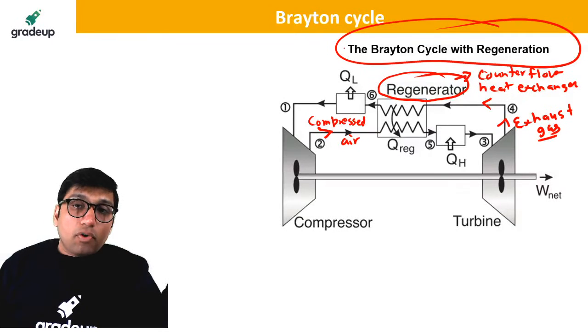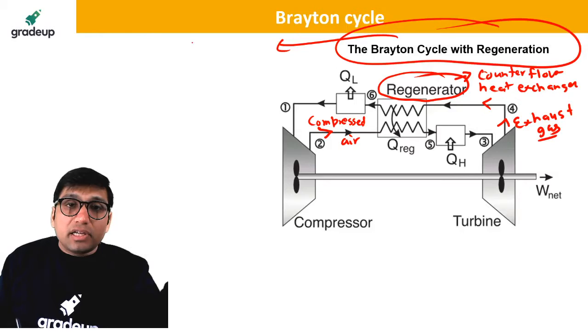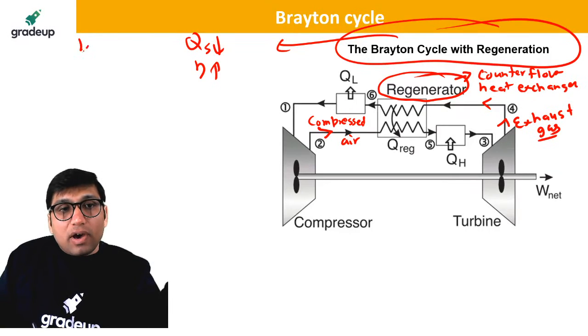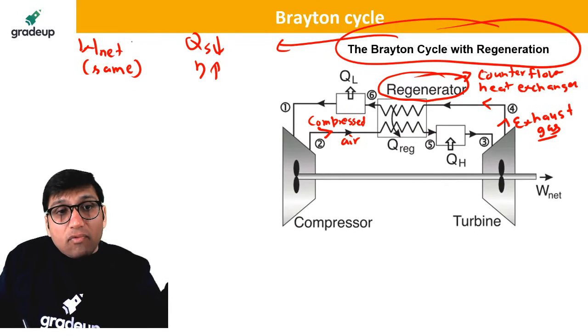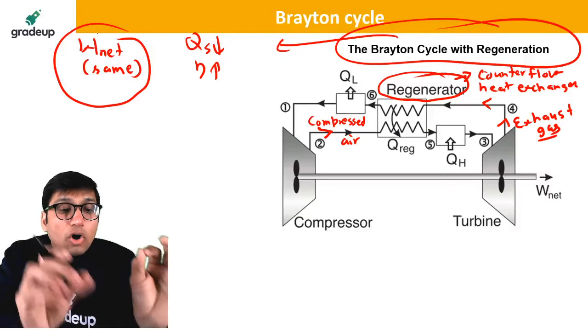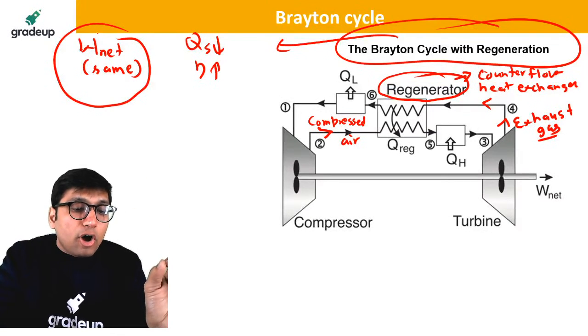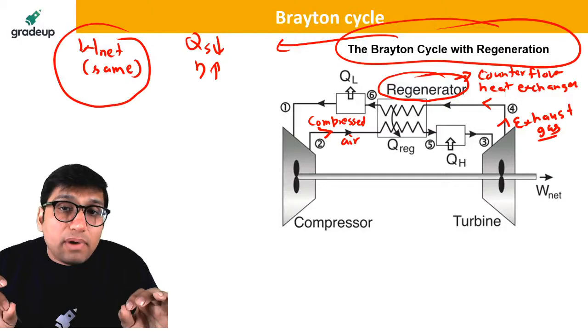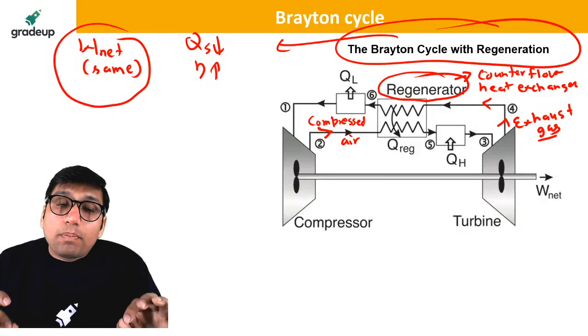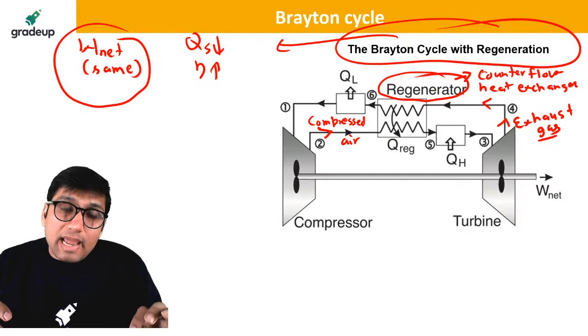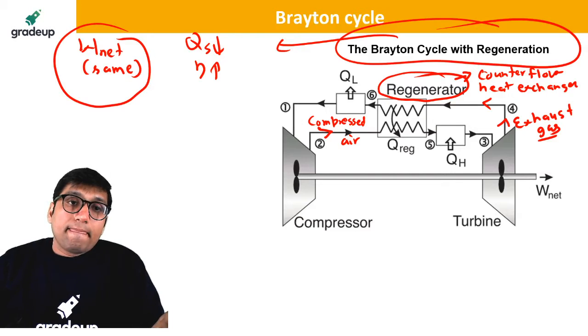But for regeneration, what do we have to do? In regeneration, the heat supply will decrease and efficiency will increase, and the net work output will be the same. There is no effect on net work output in the case of regeneration in a Brayton cycle. Net work output will not be affected anyhow. Clear everyone?